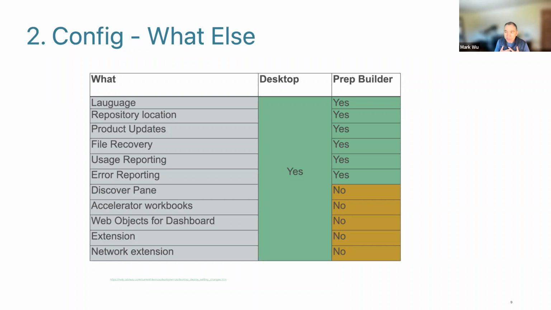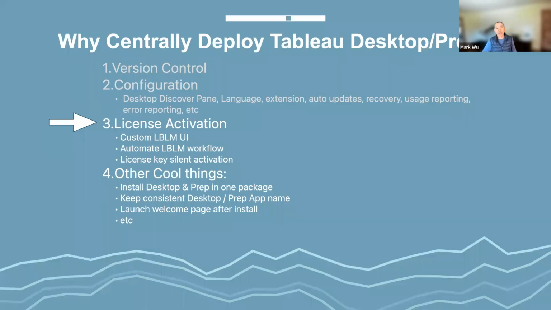In my deployment, I allow all the sandbox extensions on my server. And for network extensions, I allow them, but there is a pop-up warning the users. You can configure differently. You can say, do not allow any network extension, for example. All right. Move on. License activation.